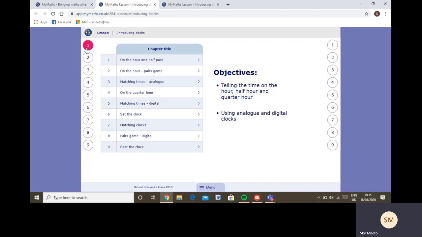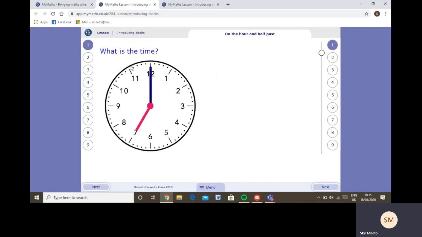First page. What time is this? I'm going to give you a couple of seconds to answer. I can see that the smaller hand, which is the hour hand, is pointing to the 7, and that the longer hand, which is the minute hand, is pointing to the 12. Pointing to the 12 means o'clock. So the time is 7 o'clock.